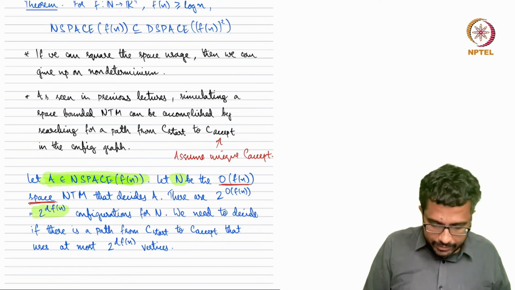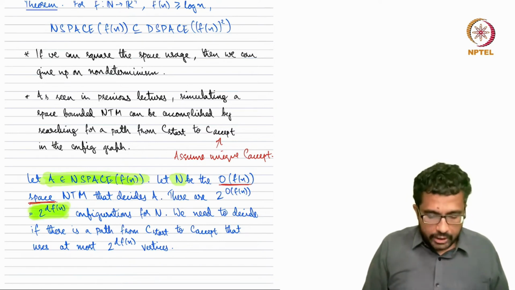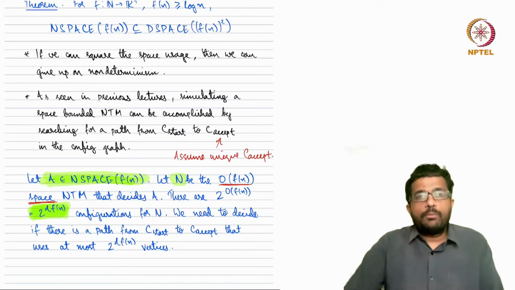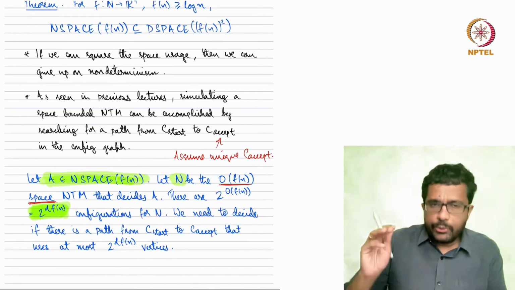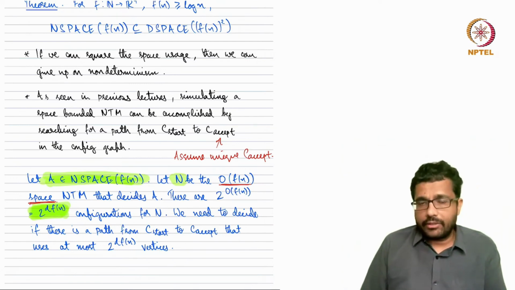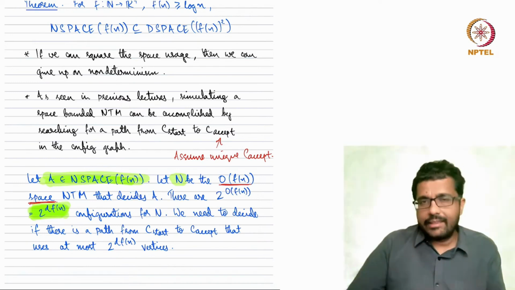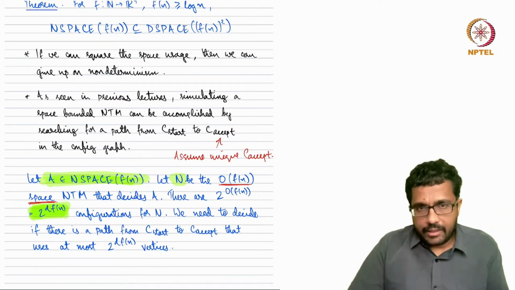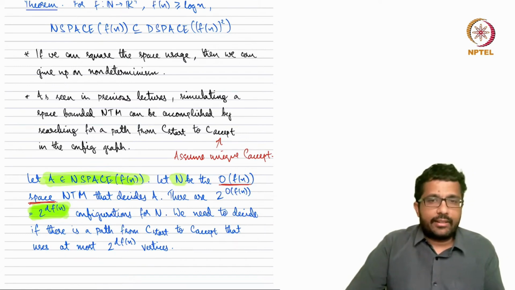So the non-deterministic Turing machine N that decides A has 2 to the power d f(n) configurations. This is an upper bound. We just choose d to be the appropriate constant so that this is satisfied. We know such a constant exists because of the calculations that we did in the previous lectures. The exact constant will depend on the exact Turing machine that we are looking at.